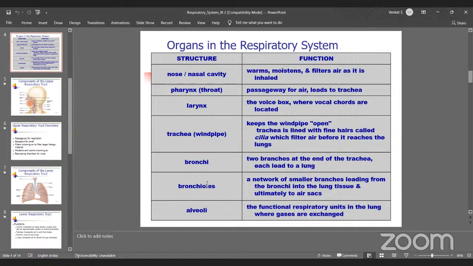The bronchioles, a network of smaller branches leading from the bronchi into the lung tissues and ultimately to air sacs. Alveoli, the functional respiratory units in the lung where gases are exchanged.